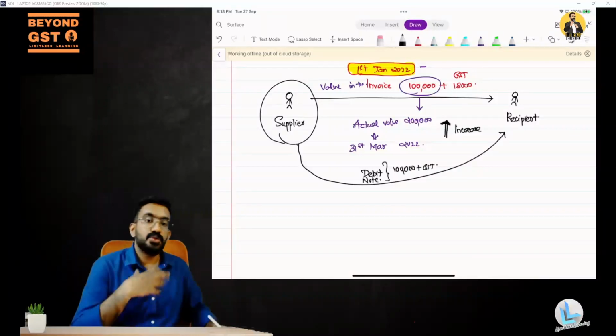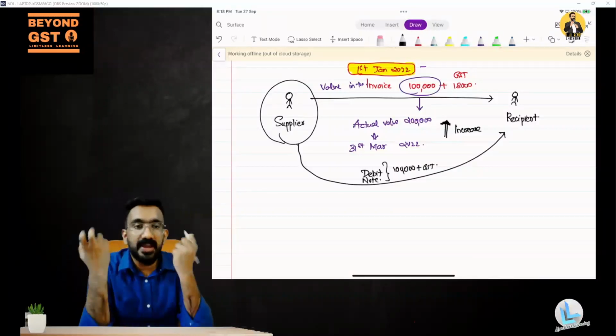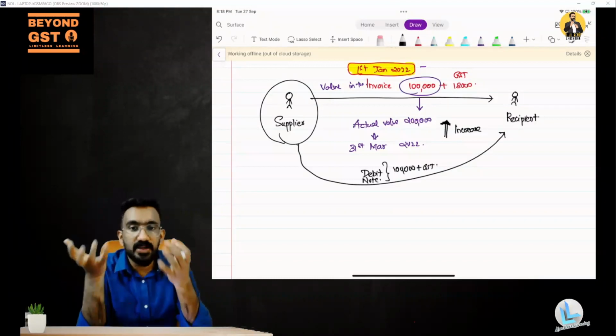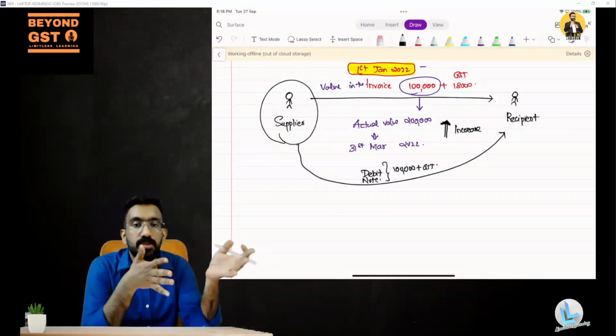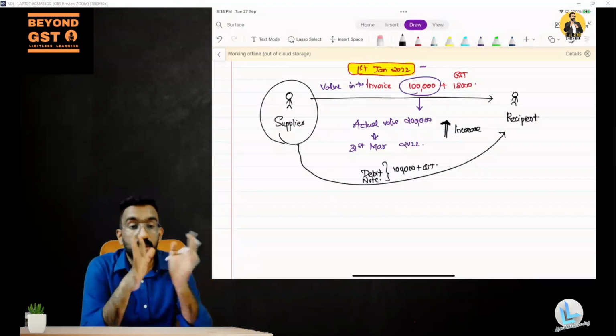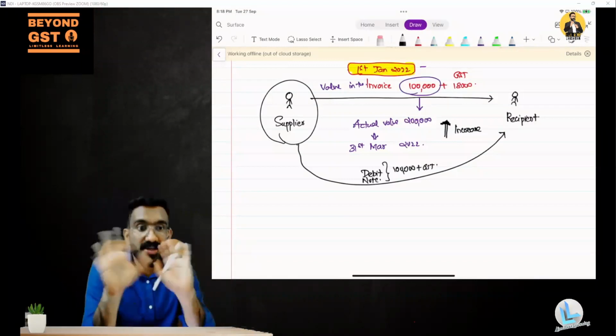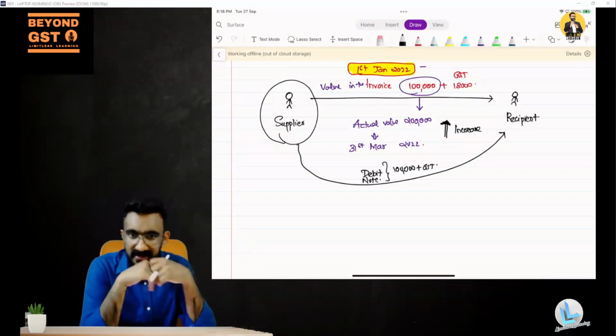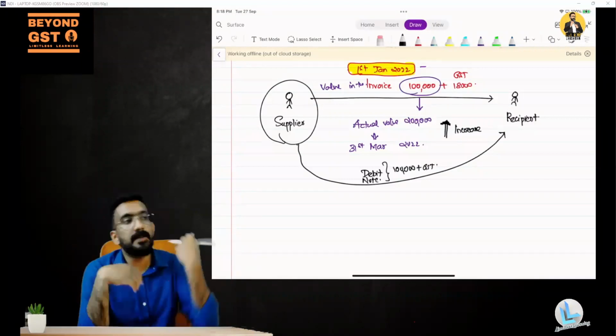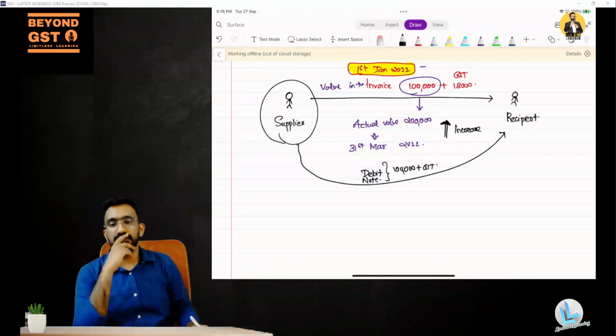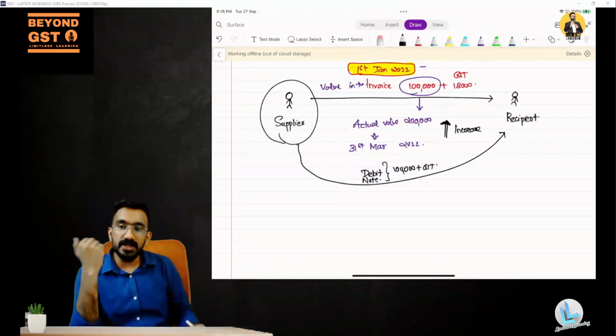So the reason why we go to this document called debit note is that the invoice is already issued. If the invoice is not yet issued, I can always correct the invoice, right? But the invoice was already given. I've uploaded that in GSTR-1 also. Now I want to increase the value. I'll go with what document? I'll go with the document called debit note.